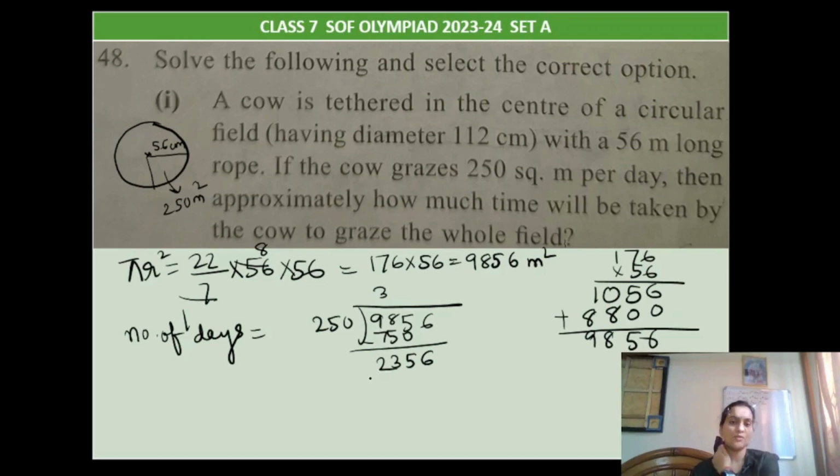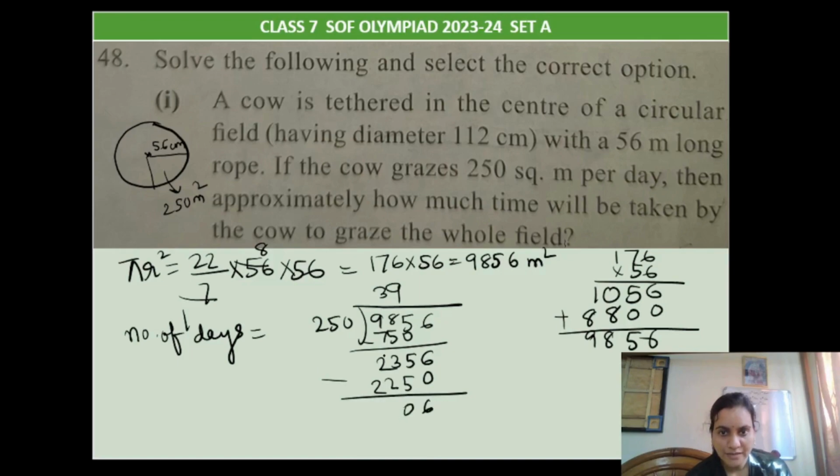2356. Now 250 into 8 will be equal to 2000. So let me take 9 here. I think 9 will be fine. 9 zeros are 0. 9 fives are 45. 4 gets carried over. 9 twos are 18. 18 plus 4 is 22. It is still not fully solved.